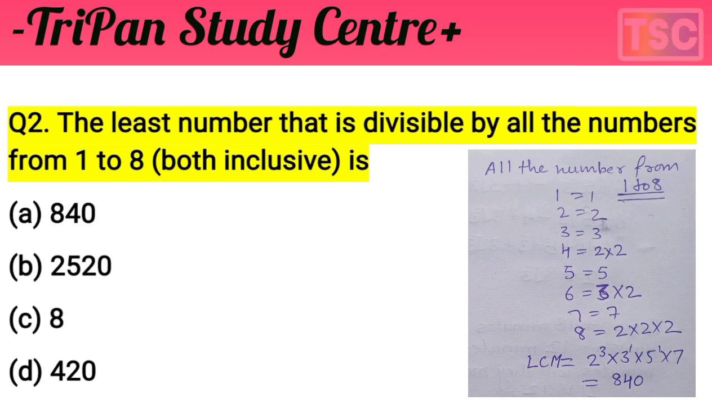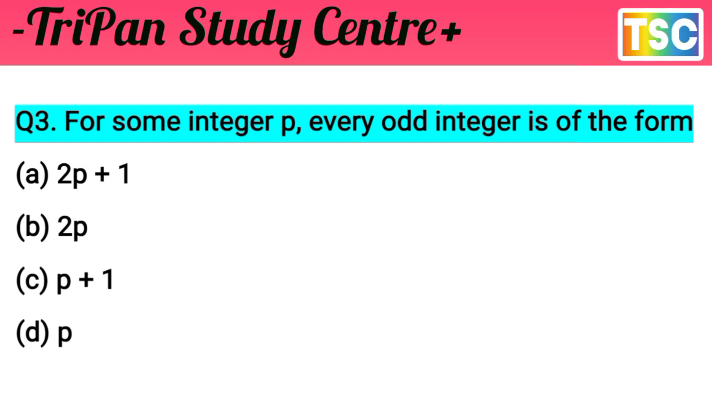Let's see the next question. For some integer p, every odd integer is of the form? You know that the question is clear and direct. The options are A 2p plus 1, B 2p, C p plus 1, D p. That's important here.